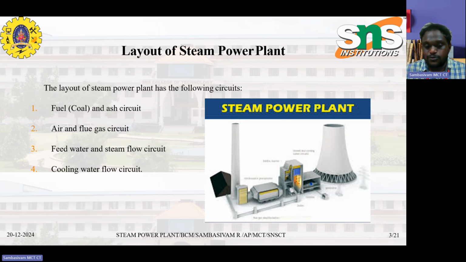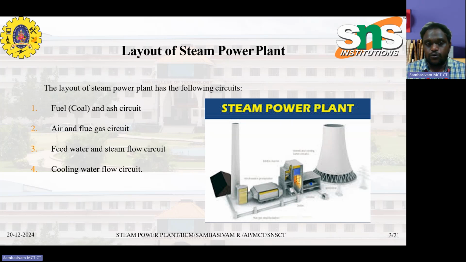The feed water and steam flow circuit is used to flow cold water into a boiler, and from the boiler to the turbine, so that the cycle is repeated. This flow circuit has been developed all around the boiler circuits, because if there is no boiling of water, it becomes difficult to develop vapor, and again it has to be converted into liquid, into water. This cyclic process is done in the steam layout of a steam power plant.